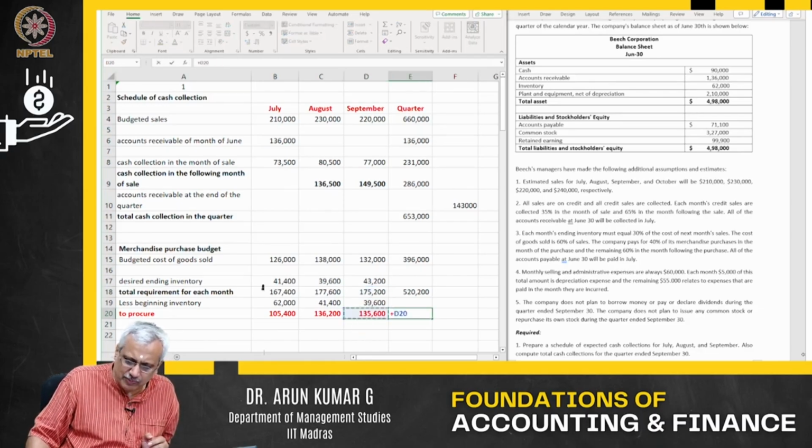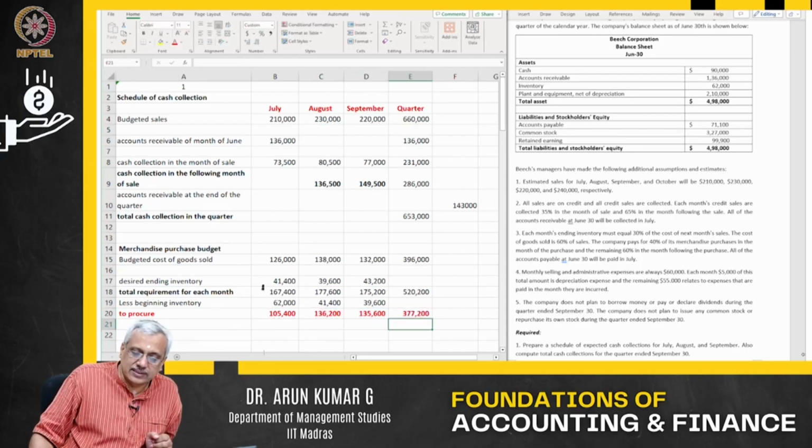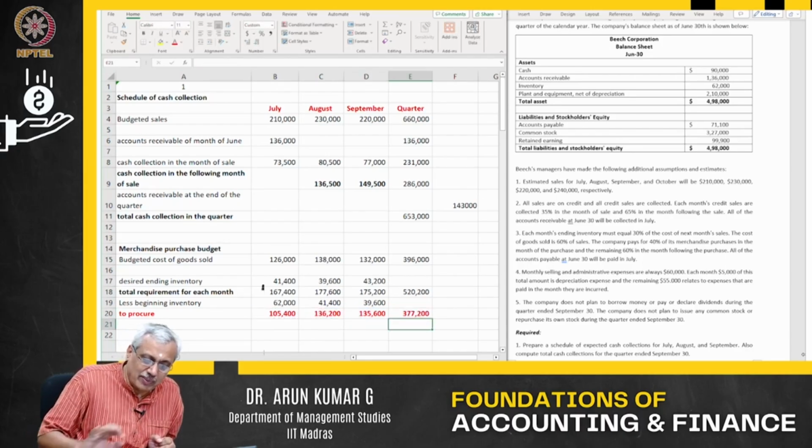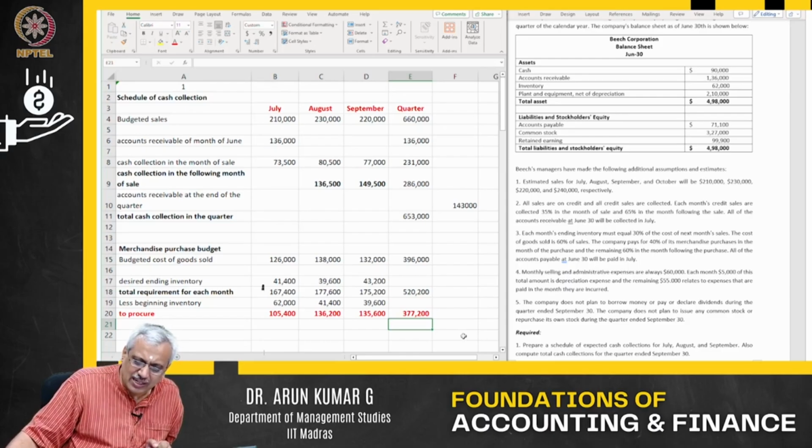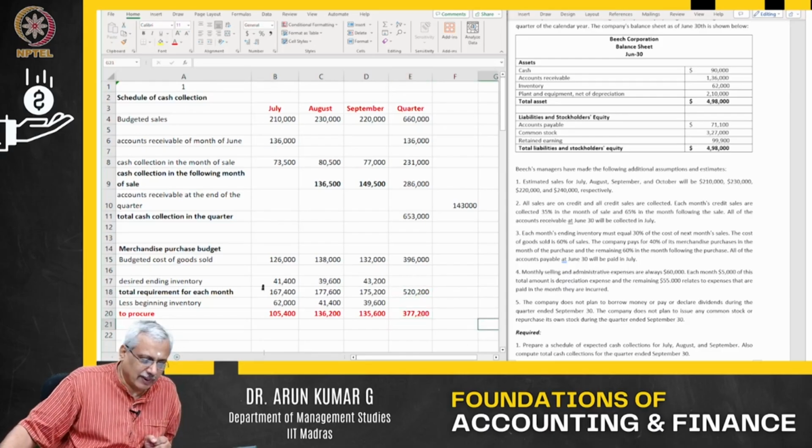So what is the total procurement for these 3 months put together? This is the total procurement you will have to do. Budgeted cost of goods sold is different. Procurement is different. Total requirement is going to be different in this particular case, and that's what we see.